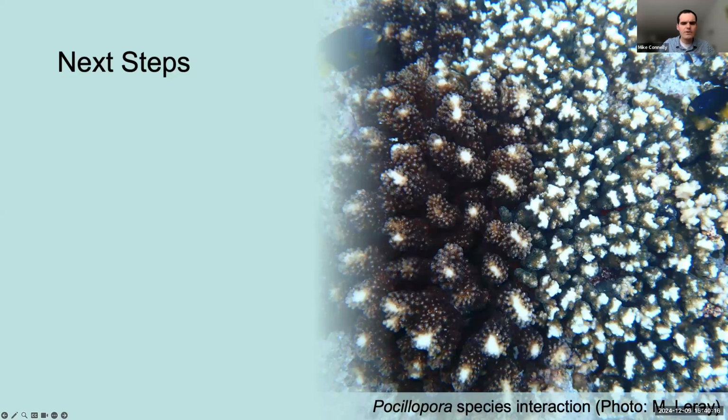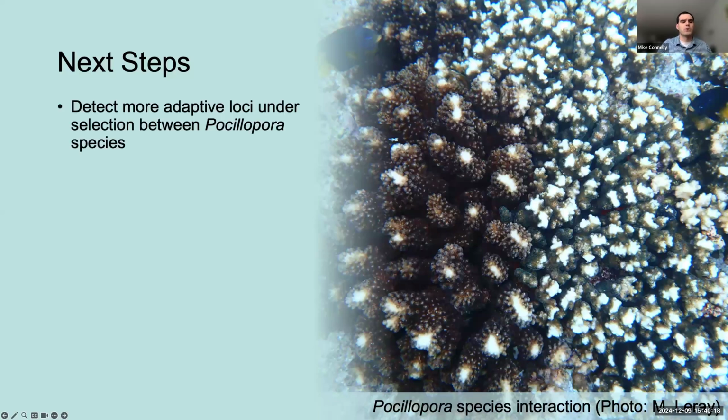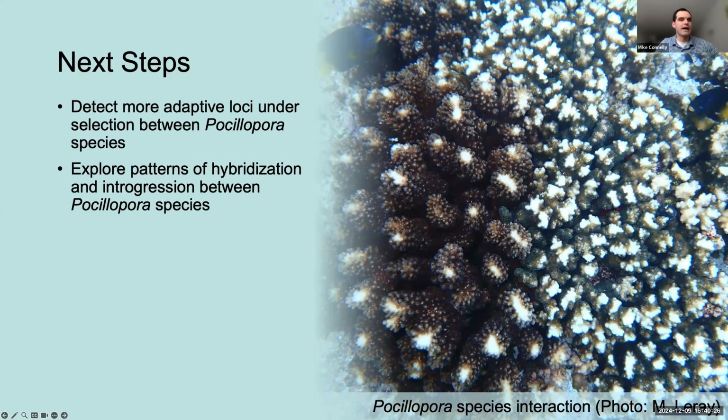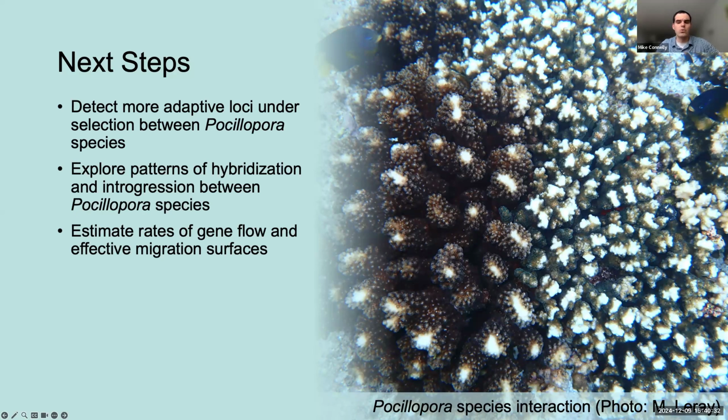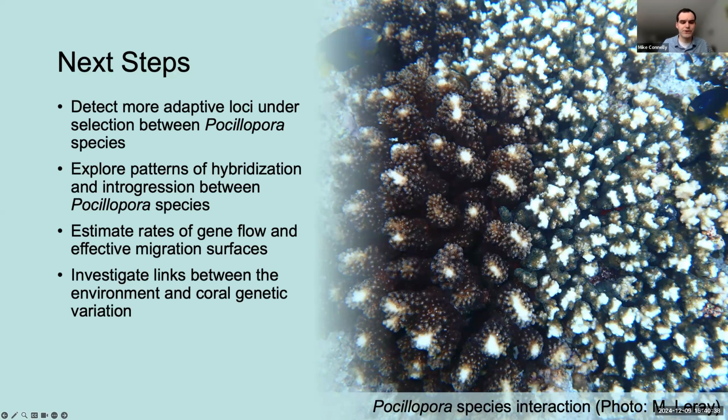So for the next steps, we're working to detect more adaptive loci that are under selection between these different Pocillopora species lineages, as well as exploring the patterns of hybridization and introgression that we see in the individuals from Isla del Coco. We want to work to estimate rates of gene flow and migration across the region, and investigate links between the environment and coral genetic variation.